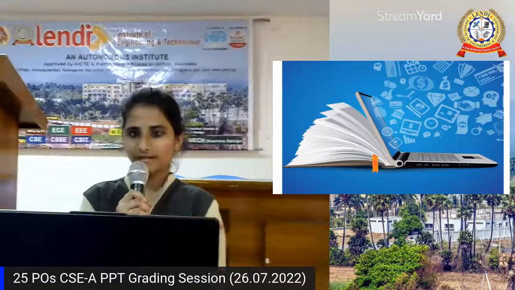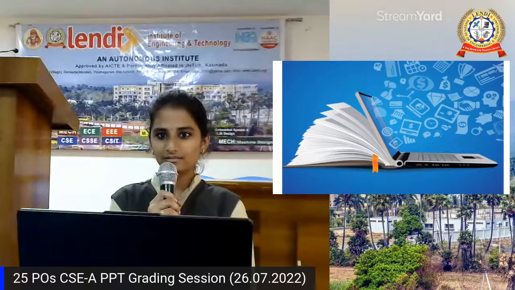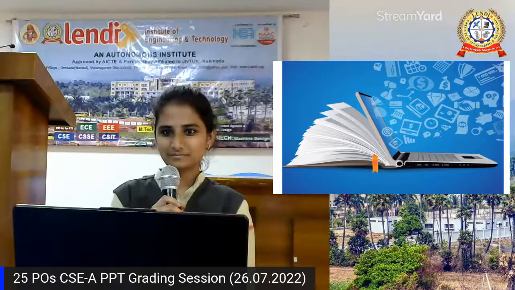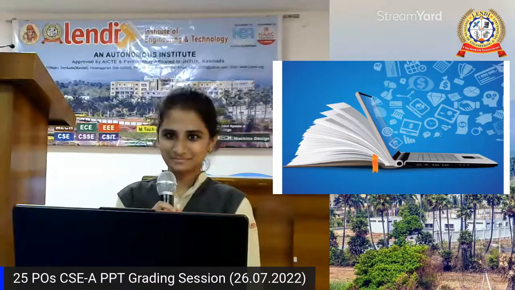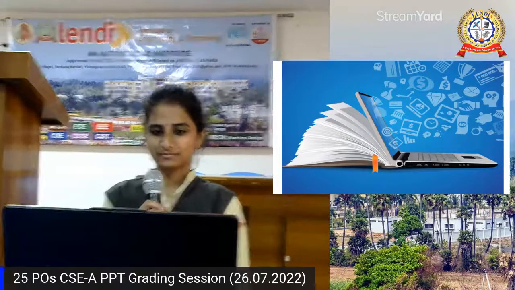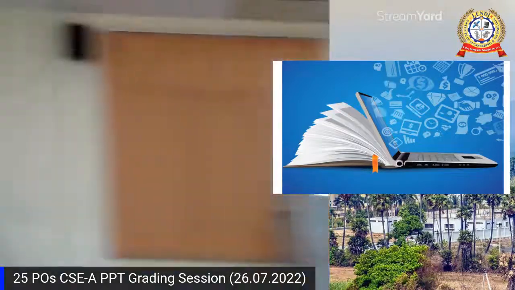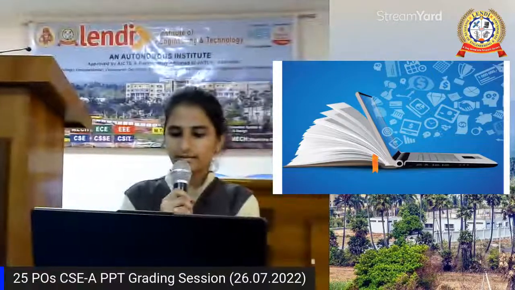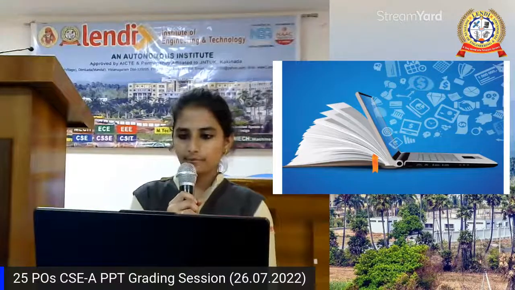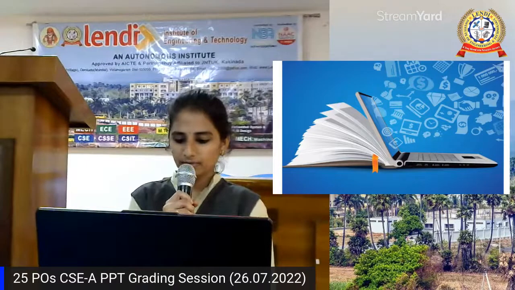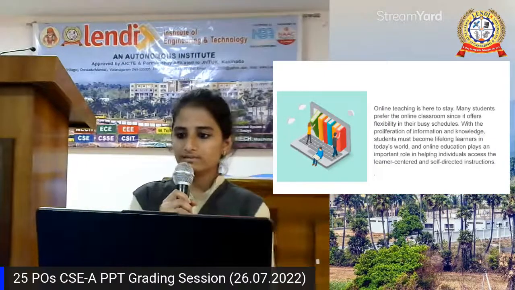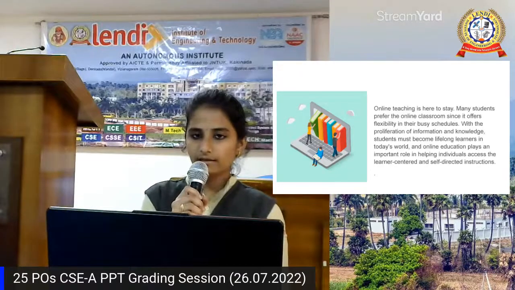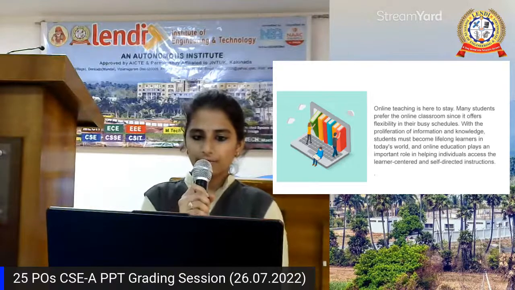Have a look on this slide. Can you explain me about this slide? There's a book turning into a laptop. Yes, thank you. It is a book turning into a laptop. It is that we are using digital platforms for reading the book. Online teaching provides continuous information and knowledge in today's world, so we can be lifelong learners.